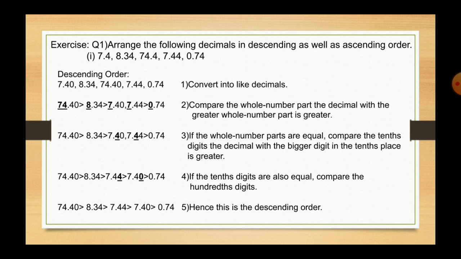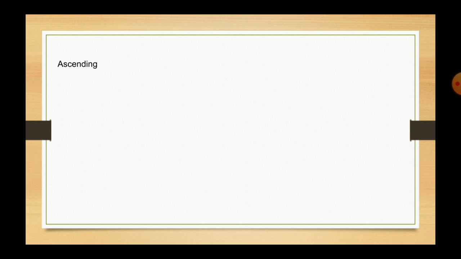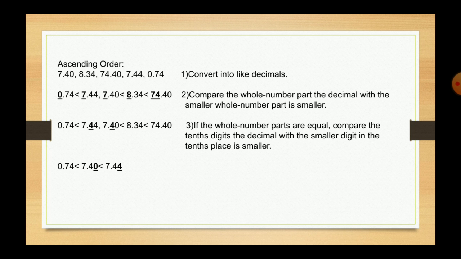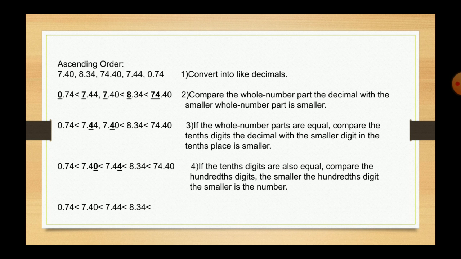Same steps are to be followed to arrange these numbers in ascending order. Only one thing you have to remember, that in ascending order the sequence is always from the smallest to the greatest. See the steps again, I have shown you here the steps. So the sequence will be 0.74, 7.40, 7.44, 8.34, 74.40.